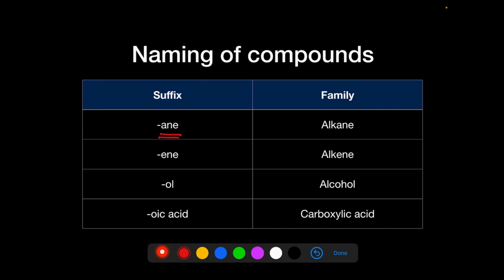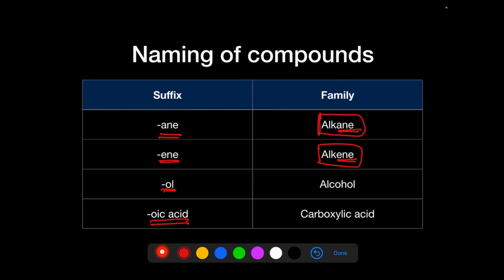Okay, so we have suffixes: ane, ene, ol, and oic acid. These tell us about the homologous series they belong to. For example, ane belongs to alkane. So remember ane, alk-ane. And then ene belongs to alkene. Remember ene, alk-ene.